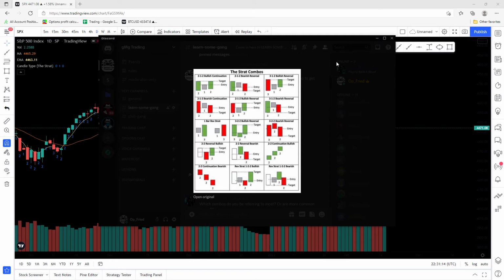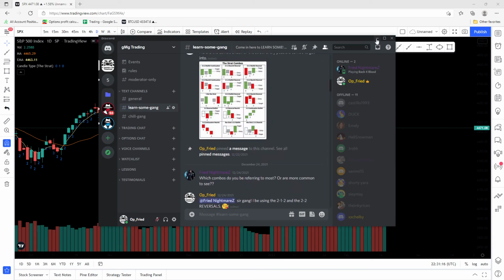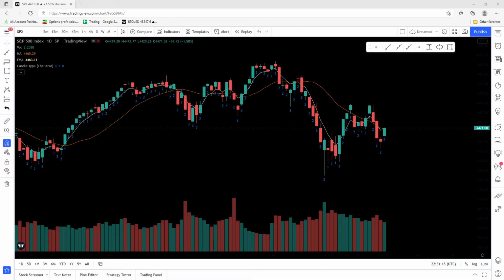All right, so memorize the combos, and then you'll be able to just see them happening without even these numbers being there. You'll just know, oh, we had a 2-2 reversal just happen. You know what I mean? It'll just come naturally to you. But the 3 candle types, there's your combo sheet. So there go your combos.